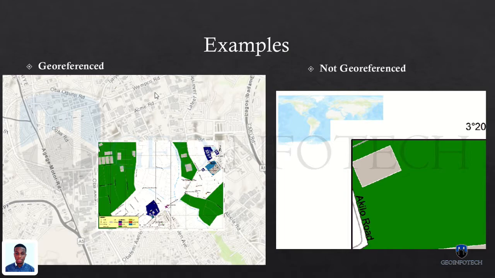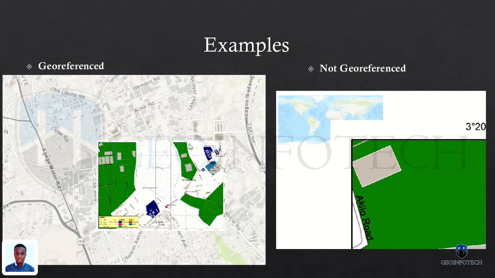Alright, so here is an example. On my left here, you see a georeferenced map. On my right, you see an image that is not georeferenced. You can see similarities. Let me explain the first one, the georeferenced map. This map is overlaying a satellite image, an online satellite base map.